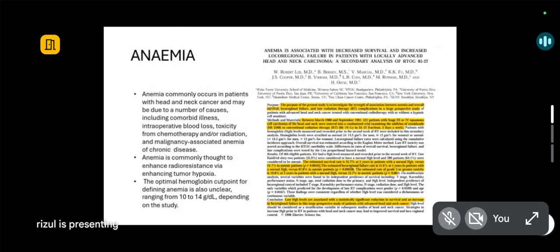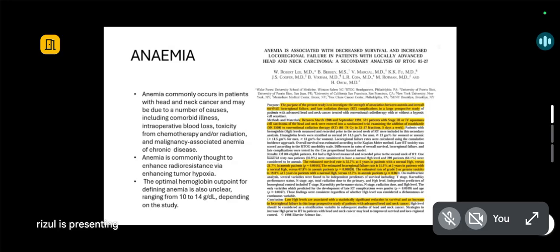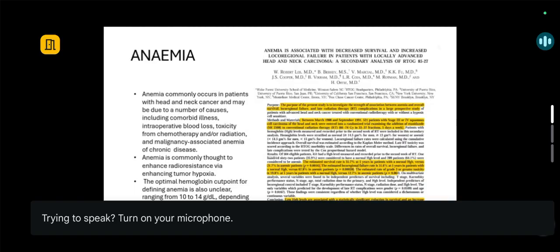Then another factor is anemia. Anemia commonly occurs in patients with head and neck cancers due to a number of causes, including some comorbid illness, intraoperative blood loss, toxicity from chemotherapy or radiation, or malignancy-associated anemia of chronic disease. It is commonly thought to enhance radio resistance by enhancing tumor hypoxia. As such, there is no clear-cut demarcation of the minimal required range of Hb, but usually it is between 10 and 14, depending on the study.